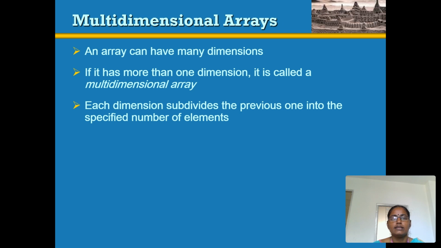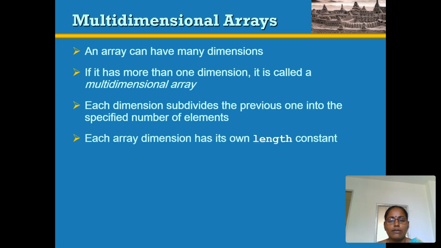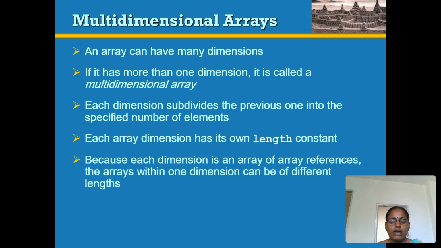A multi-dimensional array is an array that has many dimensions, that is, it has more square brackets. An array with more than one dimension is called a multi-dimensional array. Each dimension subdivides the previous one for the specified number of elements. The number of square brackets indicates the number of dimensions. It has its own length concept in multi-dimensional arrays, and array references within one dimension may have different lengths.